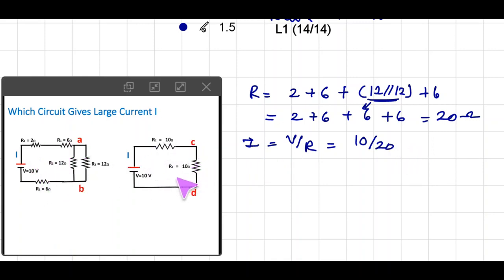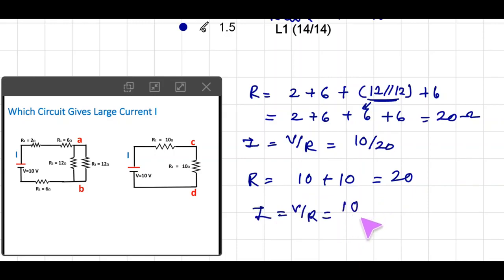Now look at this circuit. Here also R1 is 10. So in case of this circuit, R is equal to 10 ohm plus another 10 ohm, so that is again equal to 20. So I is equal to V upon R, that is equal to 10 divided by 20. Note that in both circuits, the currents are the same. That you should remember.